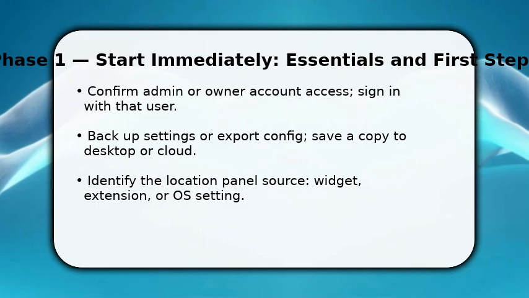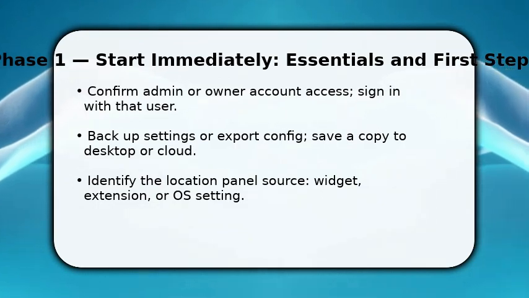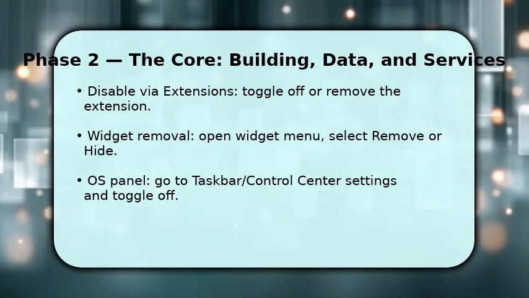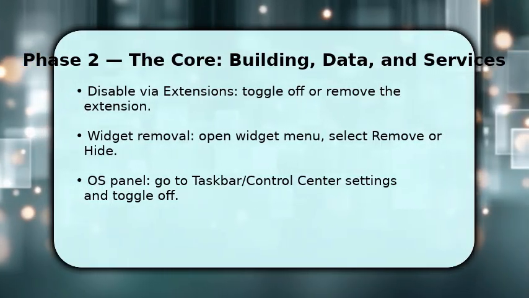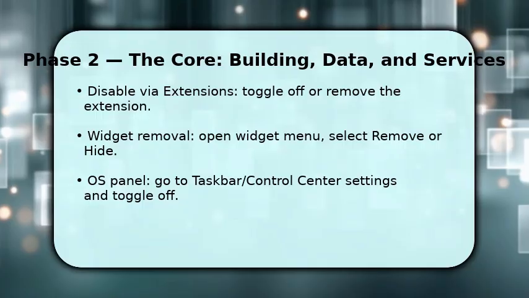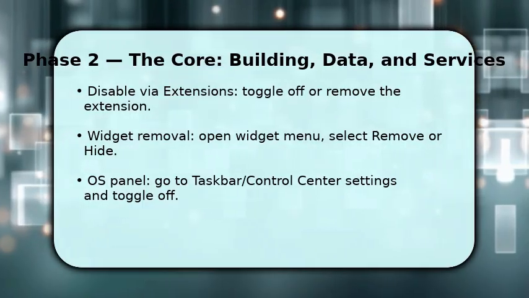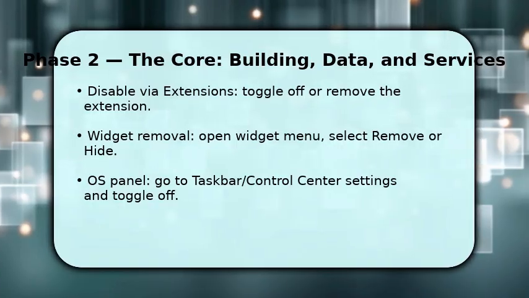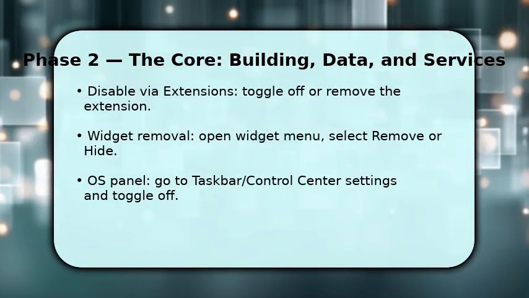Now remove the panel using the correct path you identified. If it's an extension, click Remove or Disable. Restart the app to clear caches. For widgets, open the widget menu, choose Remove or Hide, and confirm. Some widgets need a sign out to clear.